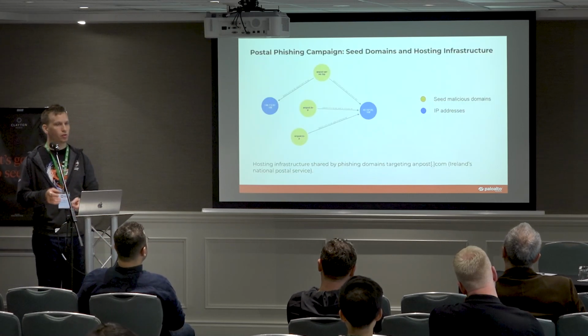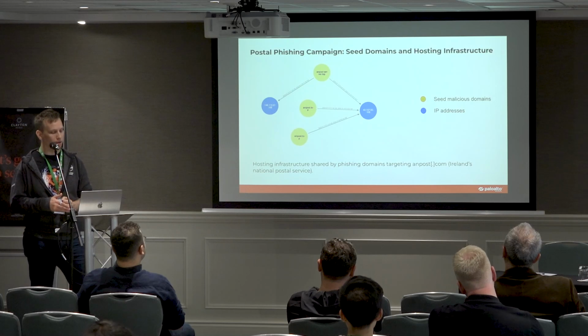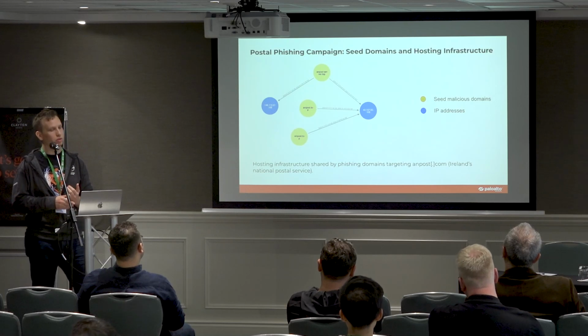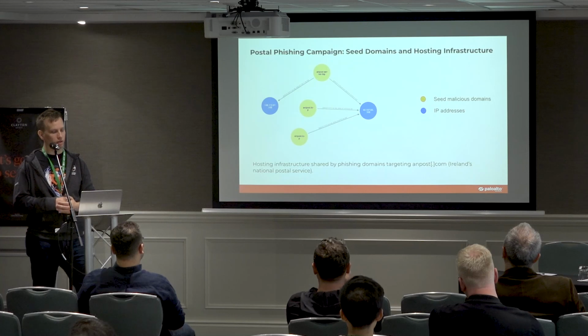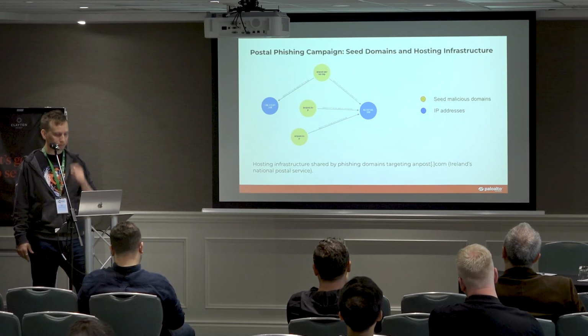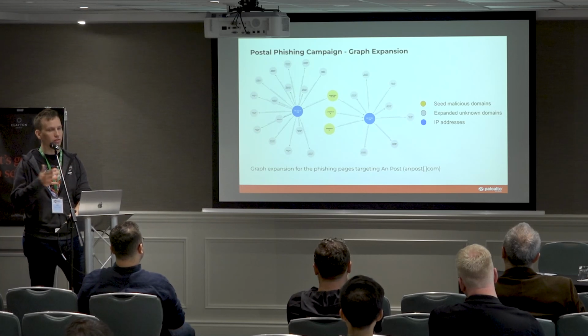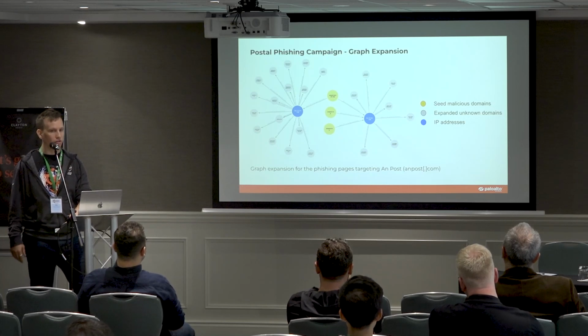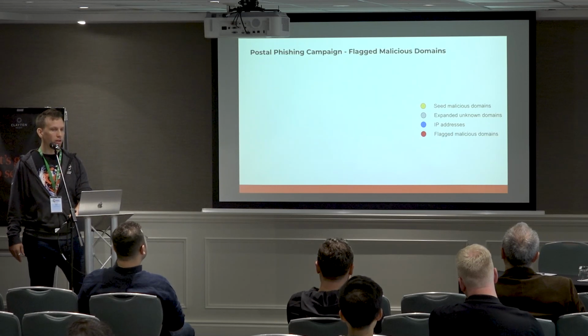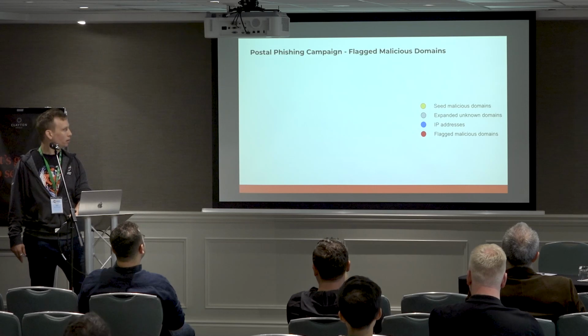Here again, I give you a smaller example. These 3 domains, the yellow nodes, are targeting Ireland's national postal service, mpost.com. After expansion, we see dozens of new domains targeting this postal service, and the vast majority of them were marked as malicious by our detector.